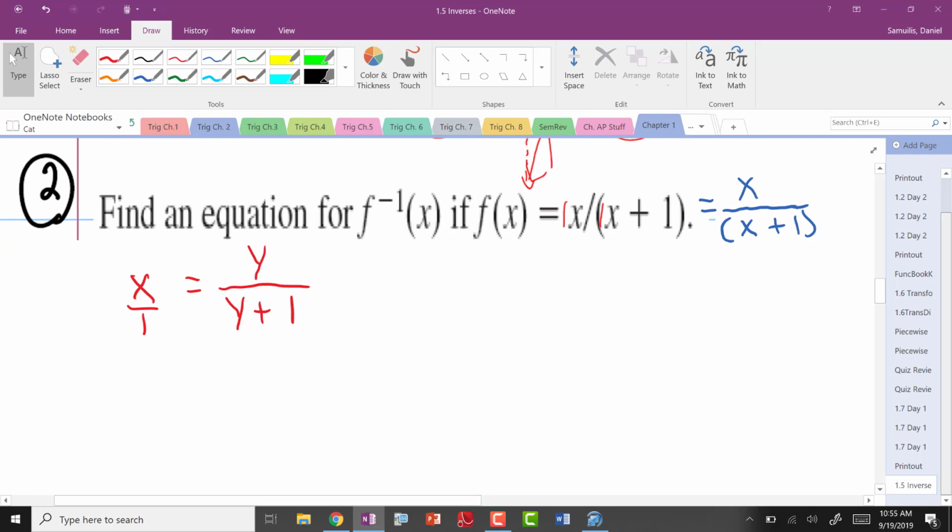How am I going to solve? I'm first going to... Why did I put this x over 1? So I could cross multiply. So y times 1, which is y, and then x times y plus 1. And then remember what I did on this? Hold on, I have to solve for y.